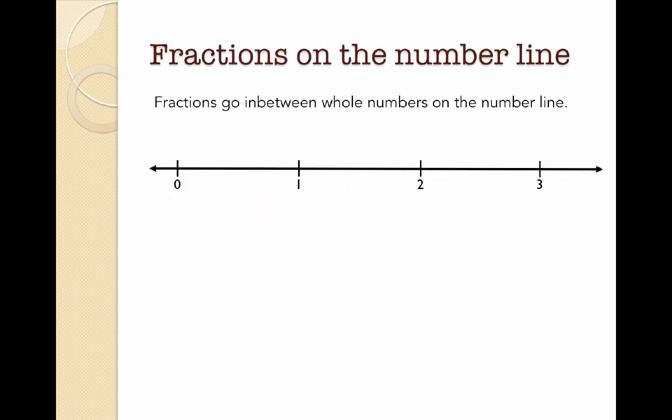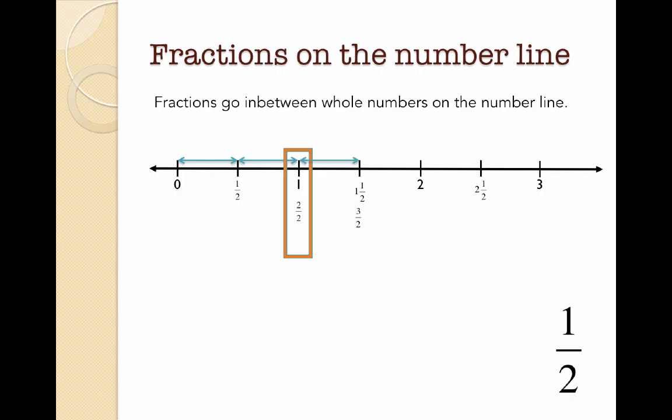Well, here we have a short number line from 0 to 3, and the fractions will go in between the whole numbers. Let's have a look where the halves will go. If I break up each whole number into two equal parts, I will be given the halves. I have 1 half, here I have 2 halves. Here I have 3 halves, here I have 4 halves.